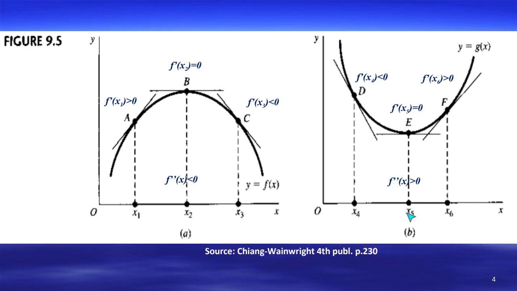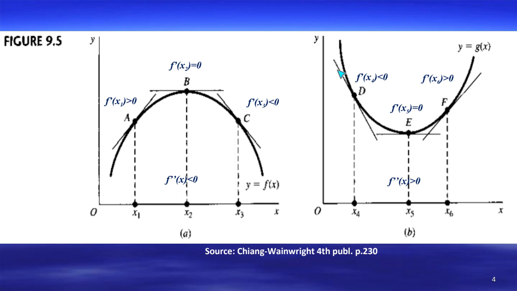Here at the point E, which is the corresponding point of the x5, the tangent line is parallel to the x-axis, to its horizontal. The movement stops for a while, for just one moment, and the first derivative at x5 is zero. And then at x6, which corresponds to the point F, the tangent line to the function has a positive slope, which means the first derivative is positive.